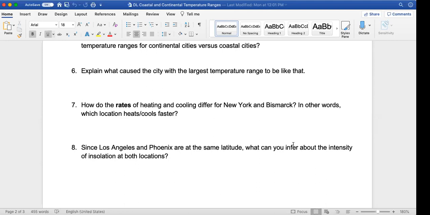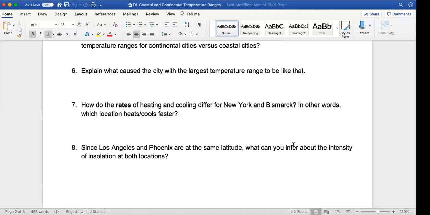So Bismarck is going to heat a lot faster than New York, which has more of a gradual one. It starts off around 33 °F, and in May it's up to 63-ish °F. So it's still a good jump, but the rate of heating and cooling is going to be greater for Bismarck. So the rate of heating and cooling is greater for Bismarck. Again, because land heats faster than water.